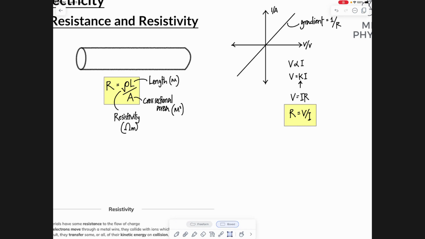Yeah, you set up a circuit, right? You allow what to pass through your component? Current. Then across it what do you get? Voltage. V equals I times what gives? Resistance. So to find resistance, you set up a circuit, right?